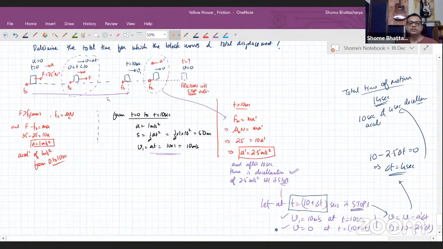Okay, and now we'll find the total displacement also. We'll find the second part of displacement, S2. Okay, and the net displacement will become S1 plus S2. So you'll see that the net displacement should become 70 meters, because your S1 was, in my diagram, this S1 is 50 meters.